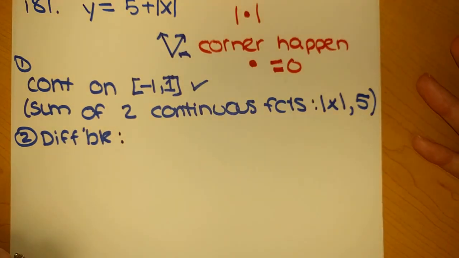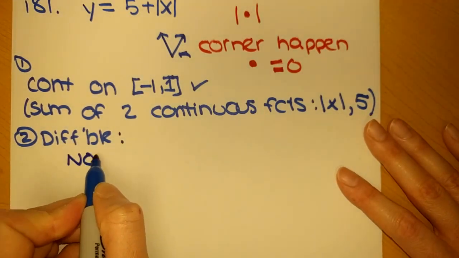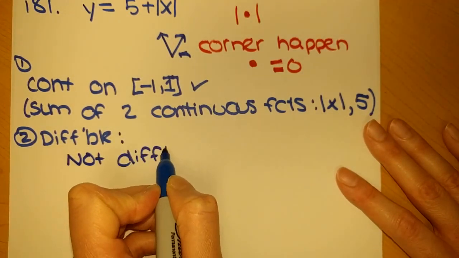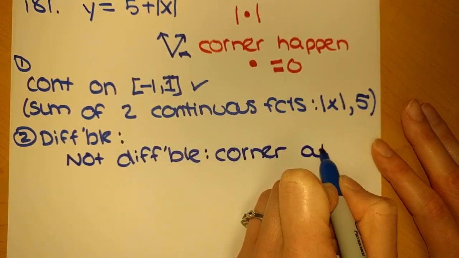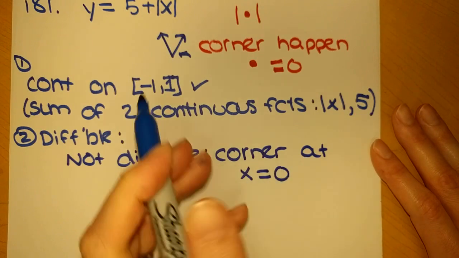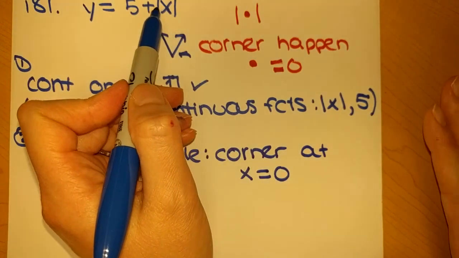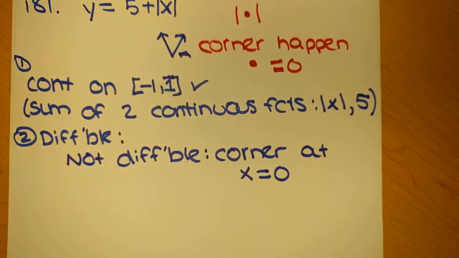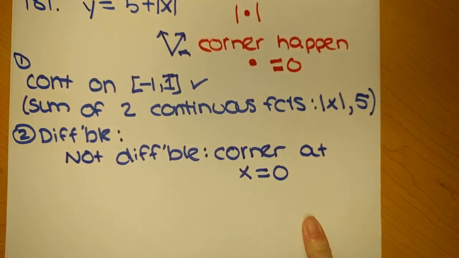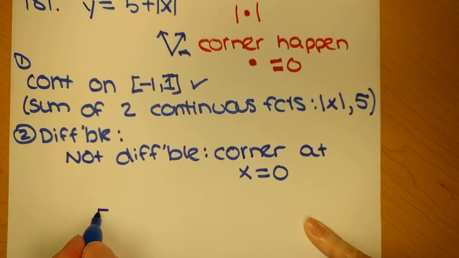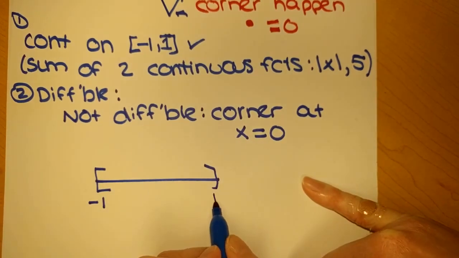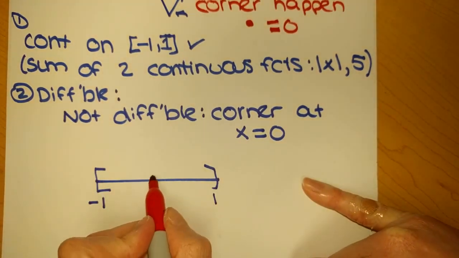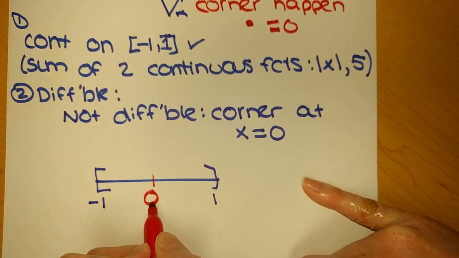The question is, okay, is it differentiable? And this is not going to be differentiable, and the reason for that is because there is a corner at x equals 0. When that quantity inside the absolute value is equal to 0, that's where the corner happens. So it's not differentiable at this corner. Now, is that corner in the interval of interest? Our interval is from negative 1 to 1, and the corner is going to happen smack dab in the middle of that interval.